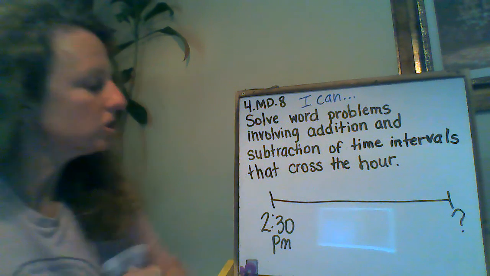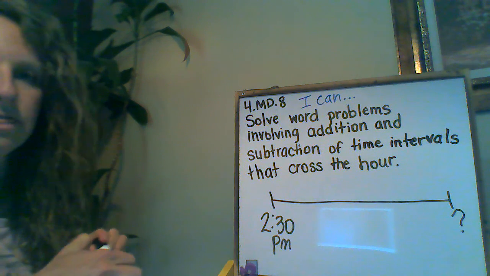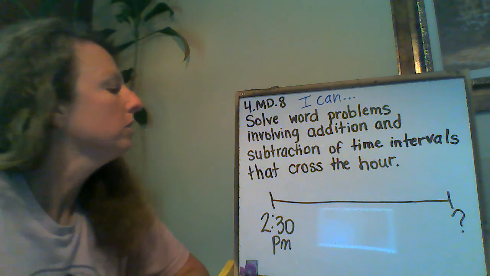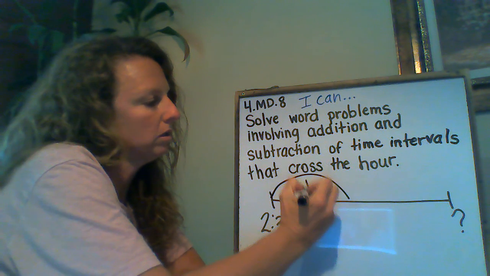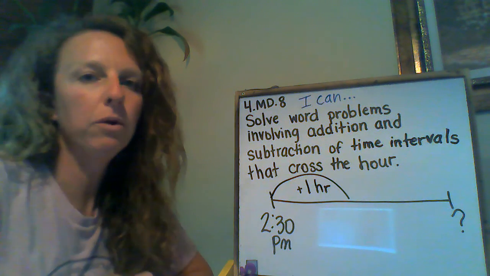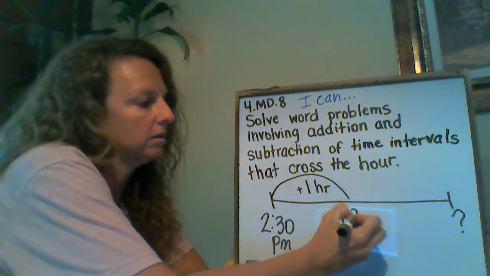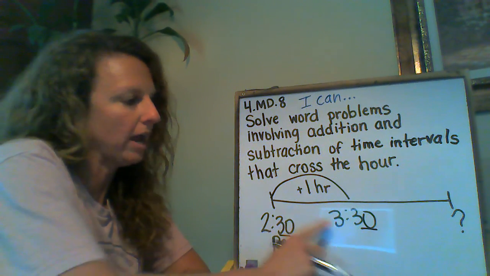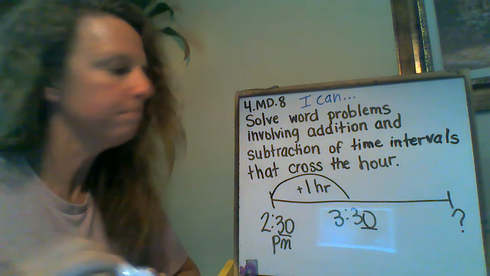So if it started at 2:30 and it lasts 1 hour and 35 minutes, I'm going to do my big chunk of time first, which is my hour. So 2:30, and if it lasts 1 hour more than 2:30 would put you at 3:30. Notice your minutes stay the same. All that changed is your hour because the hour hand went around the clock one full time.